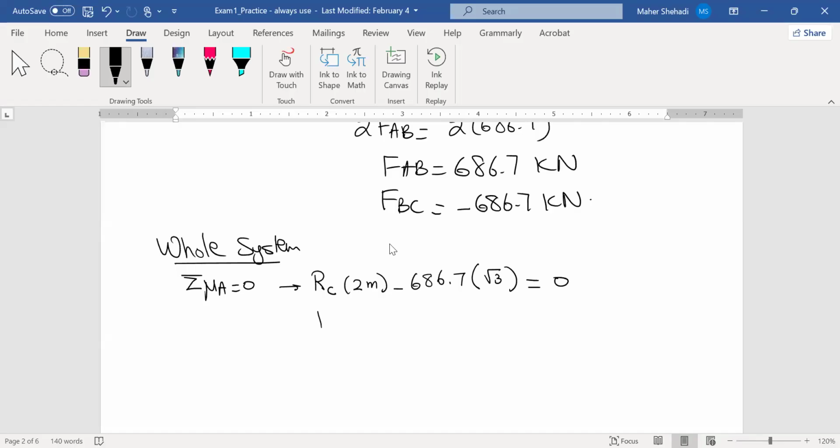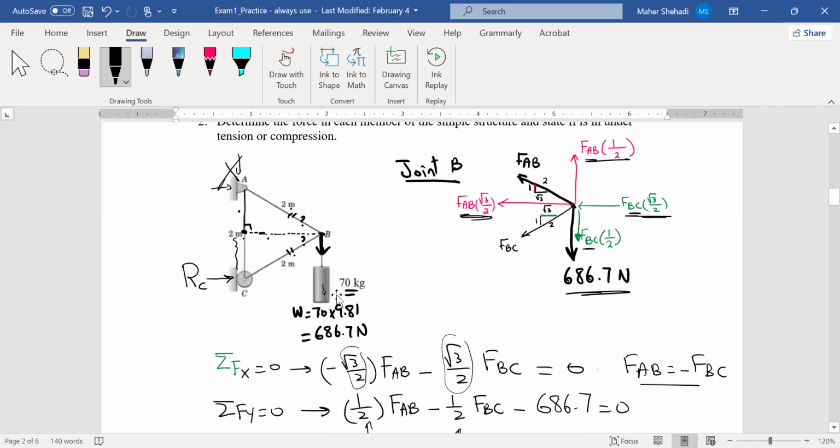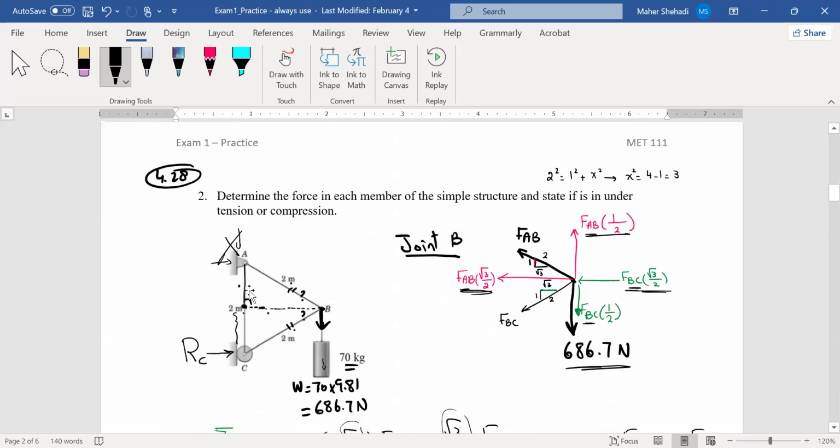Equals to 0. Therefore, RC is 686.7 times square root of 3. Take it to the right side and then divide both by 2. That would give me 594.7 newtons. I don't need RC, I just need this one, AC.